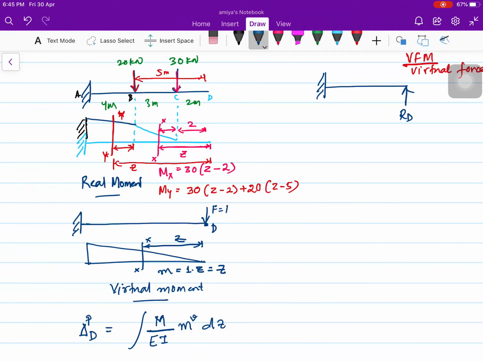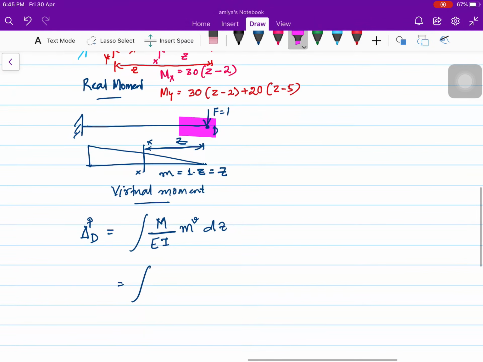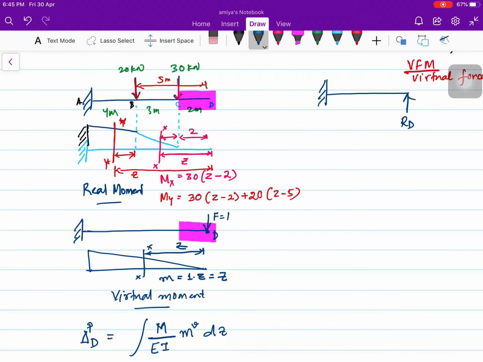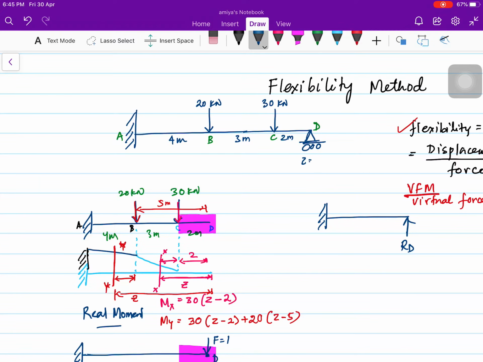If you look at CD, for this part we don't have any moment. It will be 0, because although we have the unit virtual force, at the real beam the moment is 0. So I will start with C, CB and BA. Here Z is 0, then Z is 2 meter, then 0 plus 2, then 2 plus 3, 5 here, then finally 5 plus 4, 9. So here the Z value is 9, that means the distance from D.